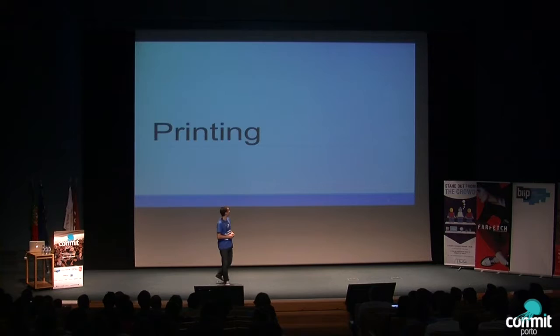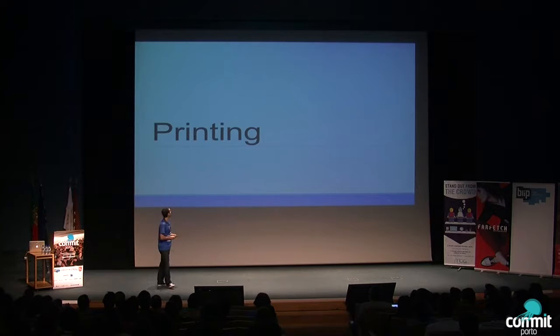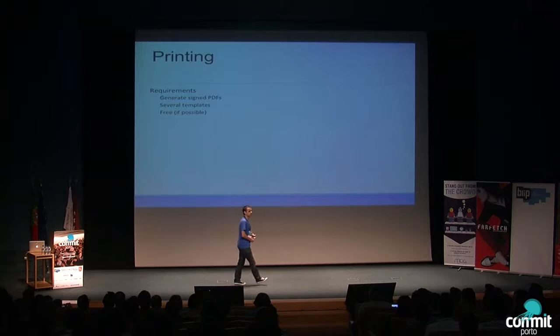So, the first problem we faced: printing documents. Our printing component had a few requirements. It needed to generate digitally signed PDFs. We have a legal obligation for every document that comes out of our platform to be digitally signed. It needed to support several templates, because not everyone likes the same look on their invoices, and if possible, it needed to be free.